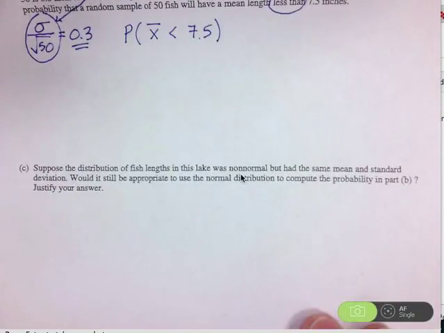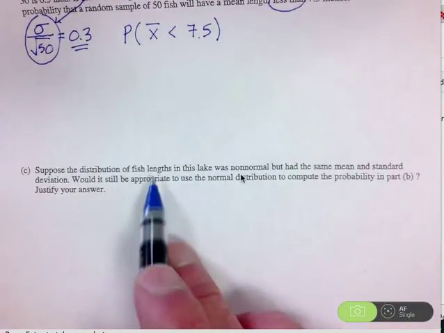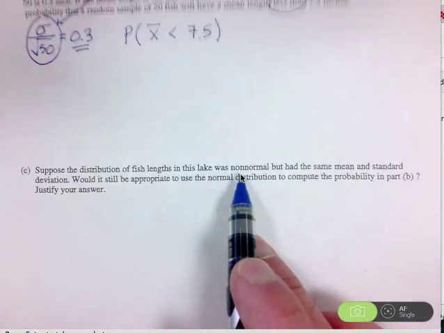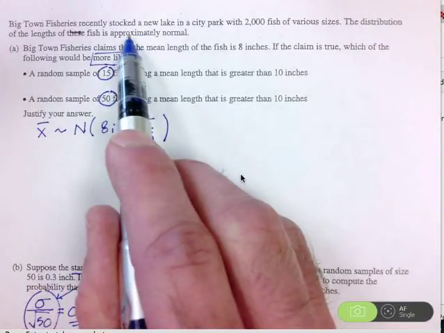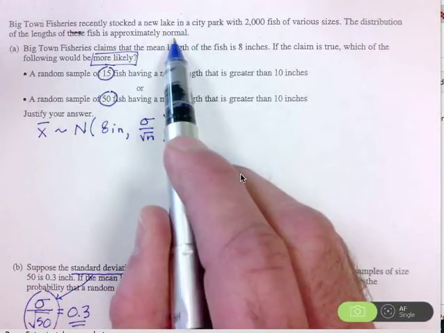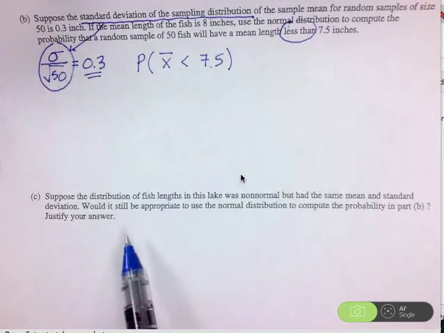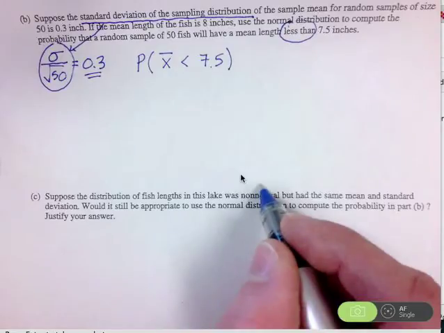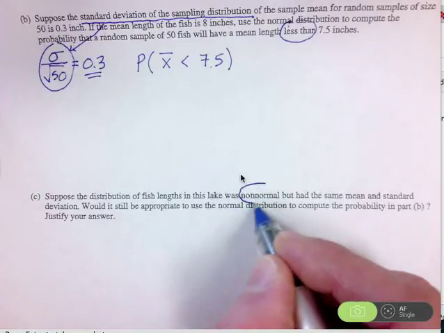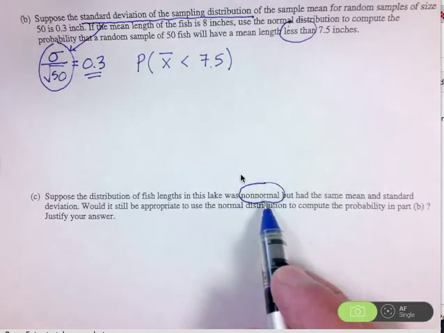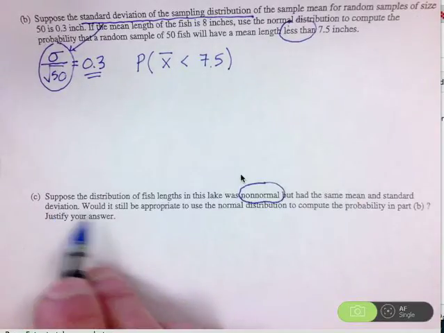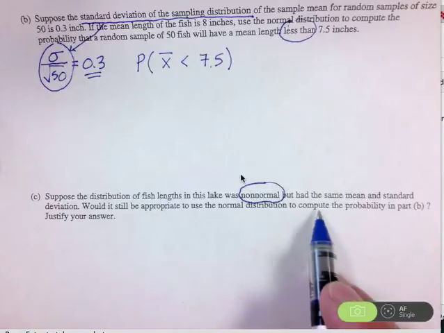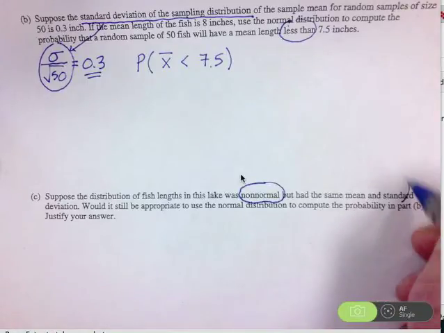So then the last part of the question, let's say that the fish lengths in the lake were not normal. So notice in the stem of the question, in the backstory of the question, they're telling you that the lengths of the fish are approximately normal. Well, let's say that you didn't know that. So instead down here, let's say that we didn't know what the distribution shape looked like. Let's say that it wasn't normal, but it has the same mean and it has the same standard deviation. Could you still use the normal distribution to compute the probability that you did in part B?